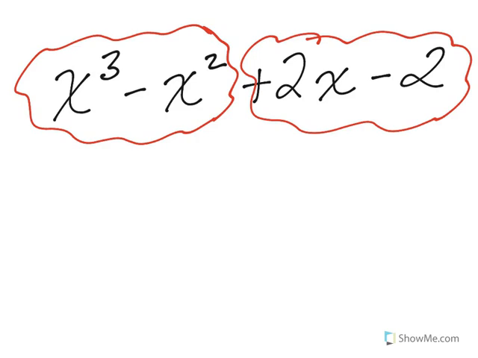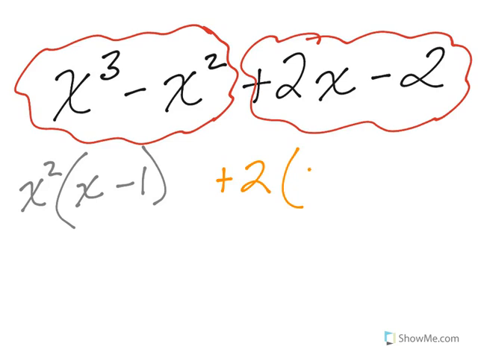So on the left, x cubed minus x squared, the common factor is x squared. So if I factor out that common factor from just those 2, I have left x minus 1. Okay, so that factored the left piece. On the right, 2x minus 2. Well, the common factor there is a positive 2. And when I factor out the positive 2, I'm left with x minus 1.